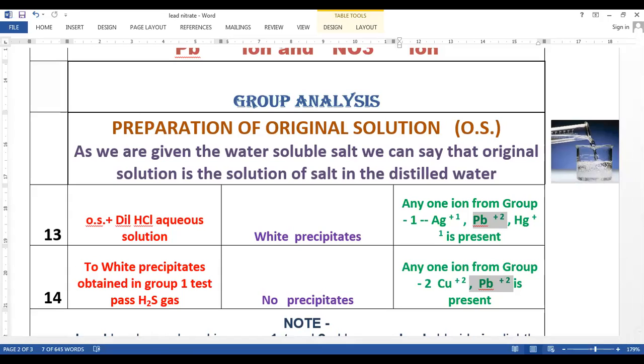So now let us look at the group 2 test. In this group 2 test, my dear students, we are just going to pass the H2S gas into the solution. So let us have a look at this. We have got white precipitates. Now we are going to pass H2S gas through the solution of white precipitates. As soon as we pass the H2S gas through the white precipitates, we receive the black precipitates. I hope all of you can see the black precipitates. Can you see the black precipitates, my dear students?